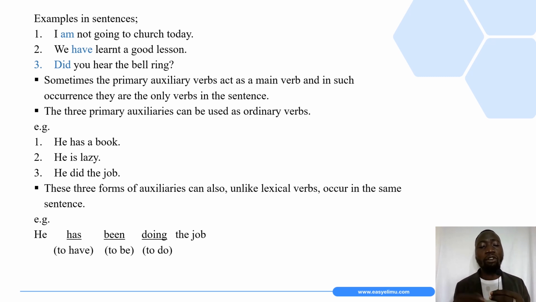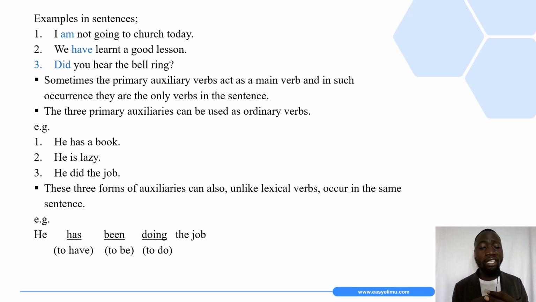So these 3 forms of auxiliaries can also occur in the same sentence, unlike lexical verbs. Remember when we were looking at lexical verbs, we confirmed that it is impossible to use two lexical verbs in a sentence following each other. So unlike lexical verbs, these 3 forms of auxiliaries can occur in the same sentence.